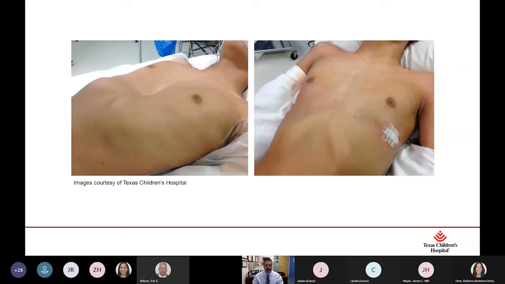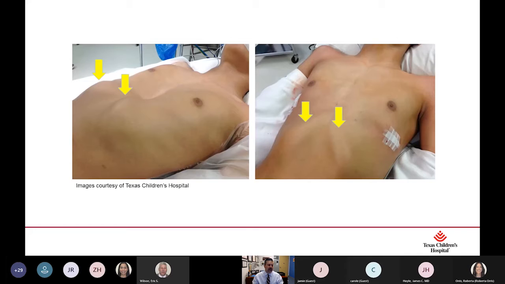Just some more examples here. On the left, very deep pectus. On the right, corrected chest wall. You'll also note in the next picture that I'm going to draw some arrows in there. And the reason I bring that up is what I mentioned earlier, which is rib flaring.